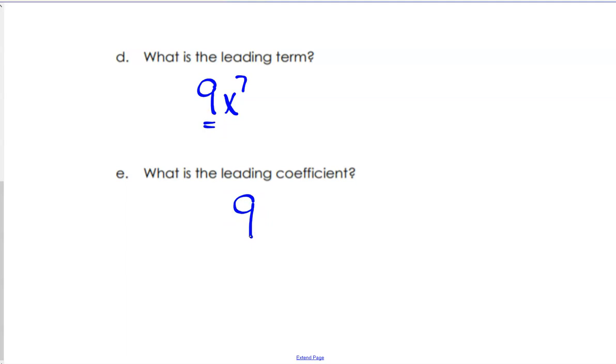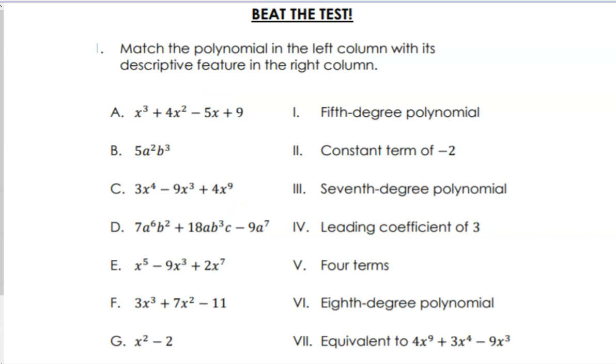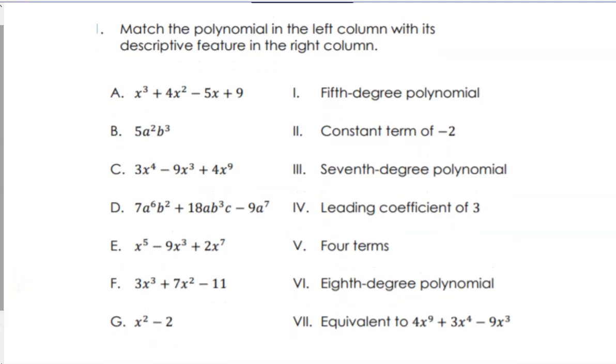Okay, guys, you know what time it is. It's time to beat the test. Here we go. Match the polynomial in the left column with its descriptive feature in the right column. All right, so we have A through G over here, different polynomials to look at. They are all polynomials. And then we have 1 through 7 on the other side to be a key feature to match it with one of the other ones, okay?